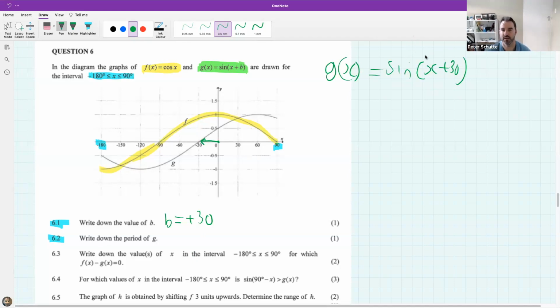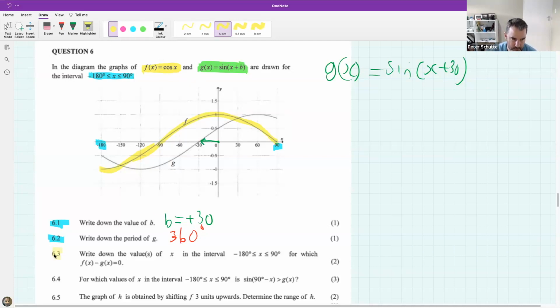What is the period of G going to be? The period hasn't actually been changed. So it's whatever the period of the sine graph is, which would be 360 degrees. Okay, so we've done 6.1 and 6.2.